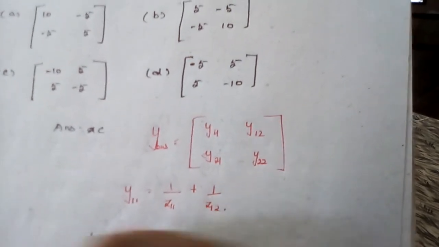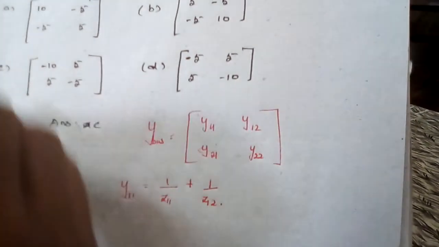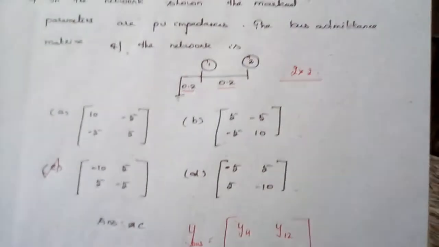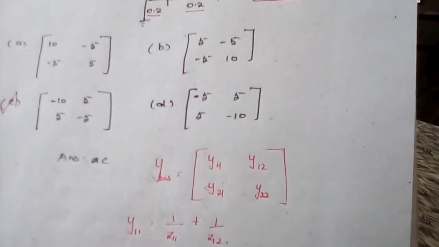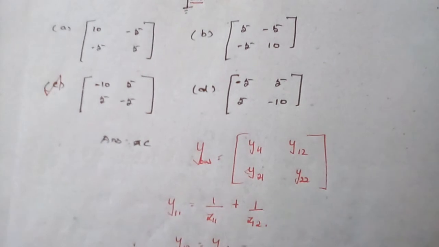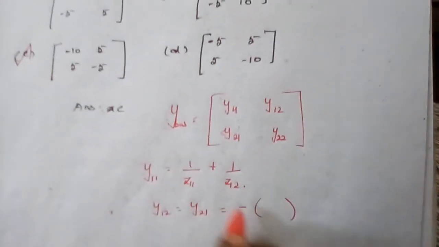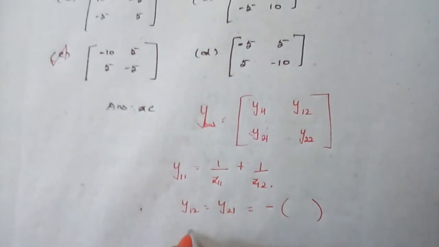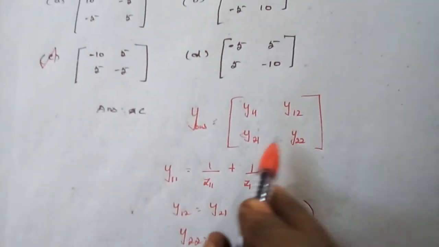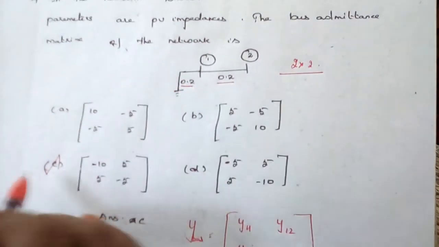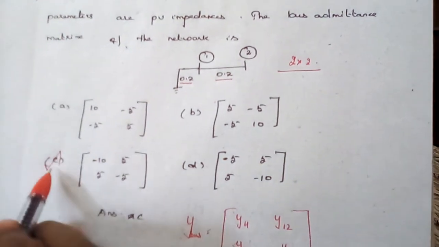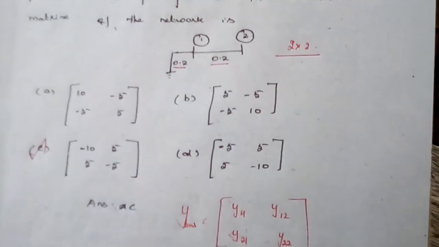In substituting this formula, we have the answer as option C, which is minus 10, 5, 5, minus 5. And also the off-diagonal element y12, which is equal to y21, which is equal to minus of the impedance value, right? Similarly for y22, we have discussed already. In y22, only 1 divided by z22 is connected and this value is not connected. So we have option C as the answer for the provided two-bus system, right?